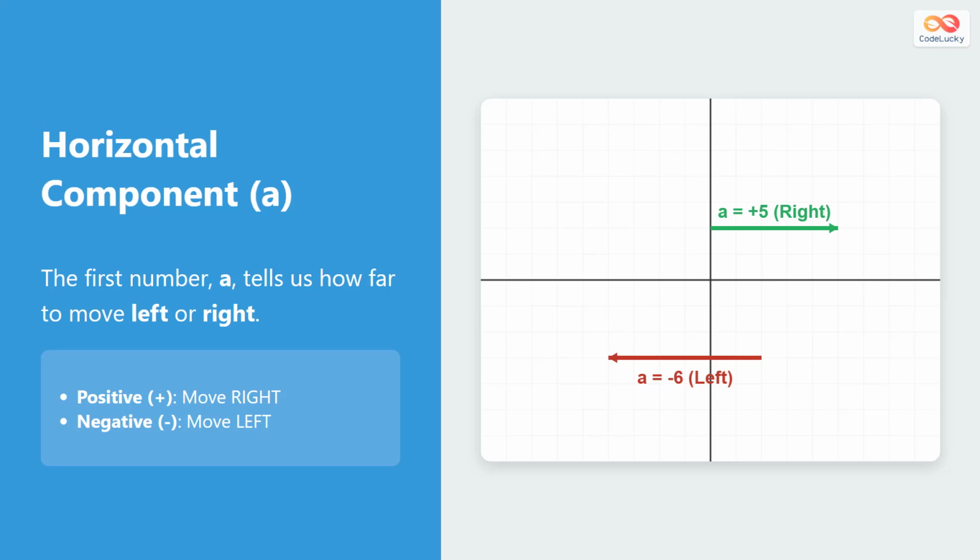Let's break that down. The first number, A, is the horizontal component. It tells us how far to move left or right along the x-axis. A positive number means we move to the right. A negative number means we move to the left.